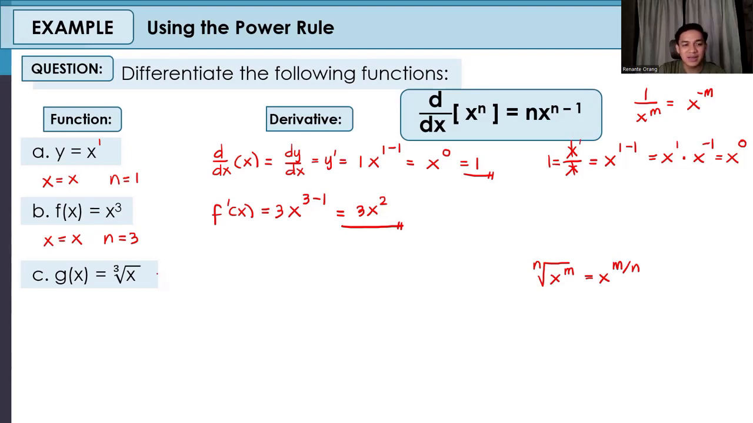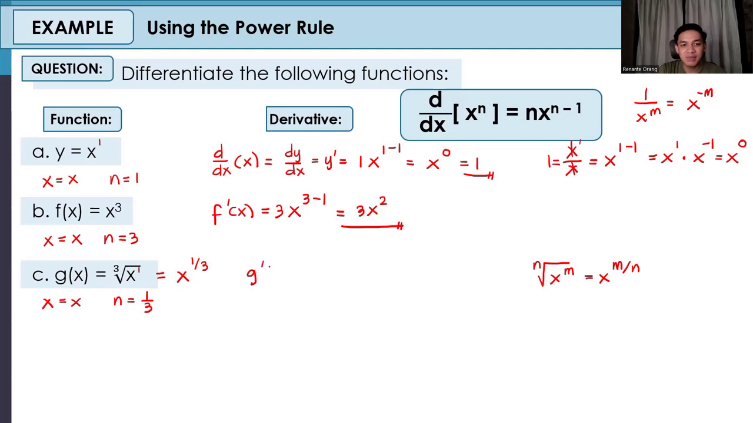So, i-rewrite natin class, this is equivalent to x raised to m. Ang m natin dito is 1. Divided by our denominator is 3, our nth root. So, proceed tayo. Yung ating x dito, yung may exponent, si x. And then, yung ating exponent, which is si n, is equivalent to 1/3. So, proceed tayo sa differentiating.